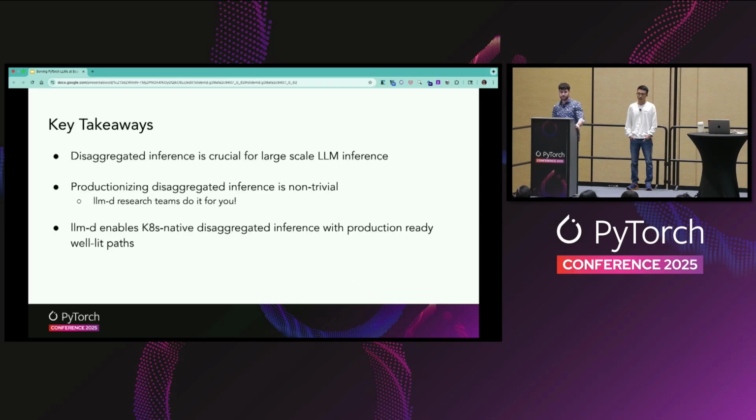Key takeaways: disaggregated inference is crucial for large-scale inference. Getting it to your production environments is not trivial, but that's exactly what we do at LLM-d. Our research teams do it for you and provide the data continuously. And LLM-d enables Kubernetes-native disaggregated inference with production-ready well-lit paths.